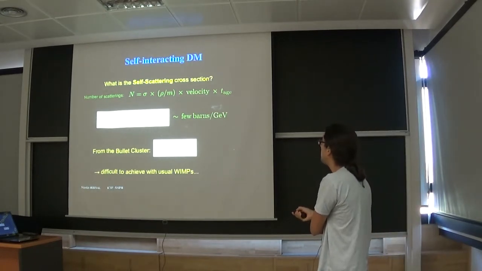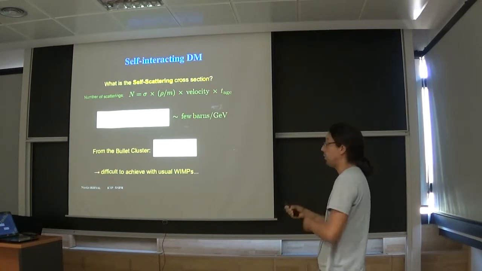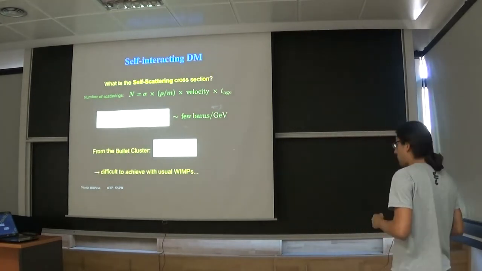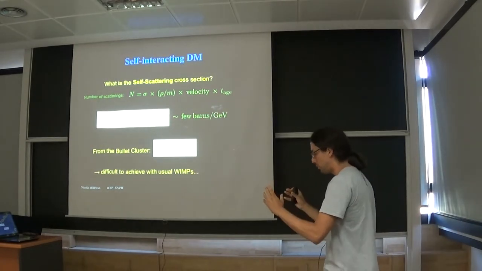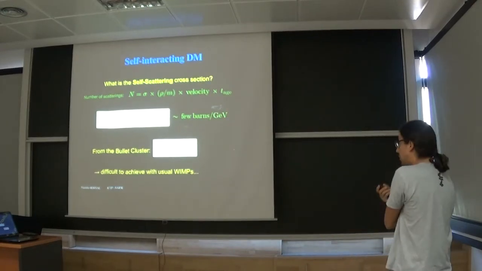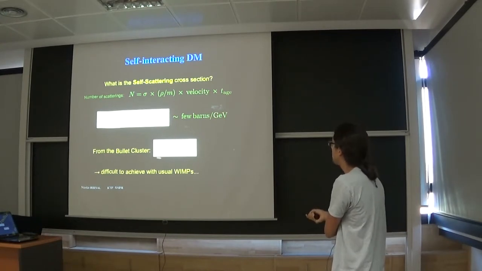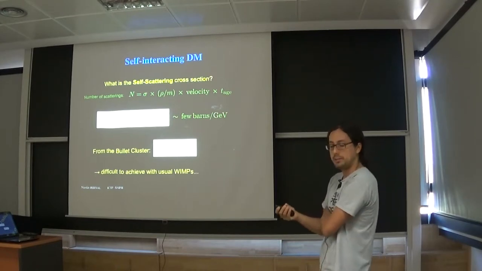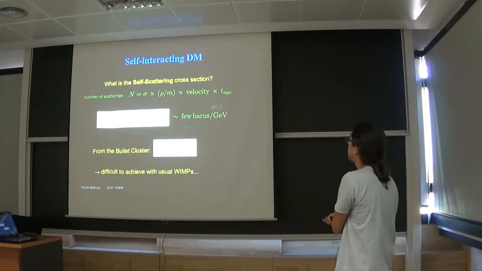There are some constraints on these self-interactions, basically coming from the bullet cluster, because you don't see an offset between the region where the dark matter is supposed to be and where the stars are. So you don't see this offset. So there are some constraints. This cross-section cannot be too big. So the bullet cluster gives this constraint of the order of, say, this cross-section over mass has to be smaller than, say, 1 or something like this square centimeter per gram.